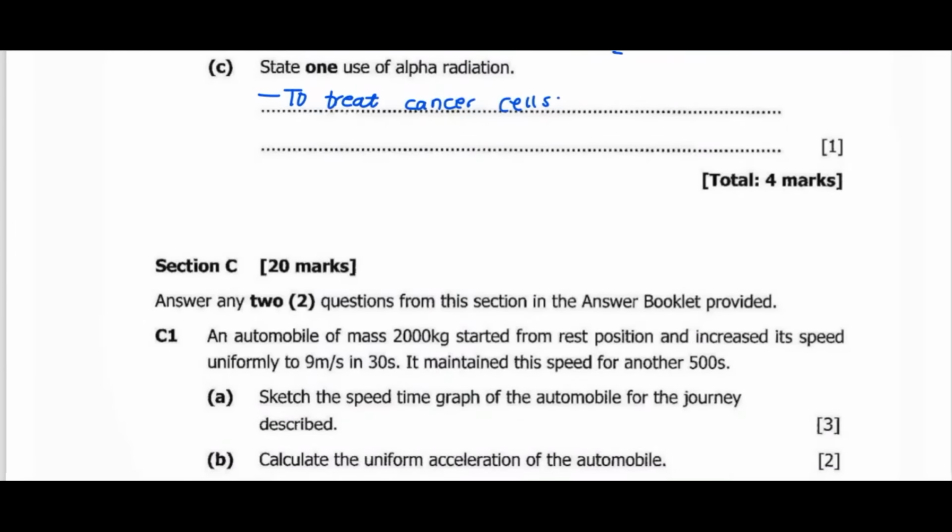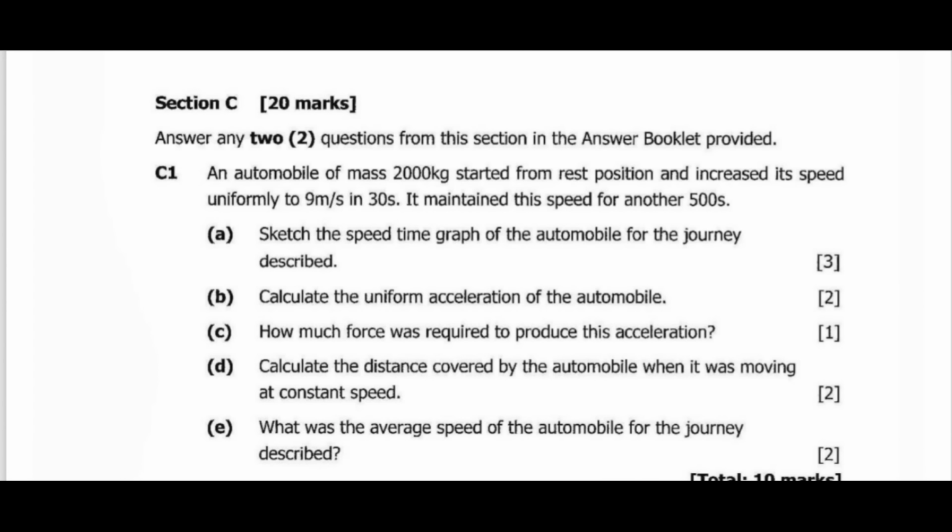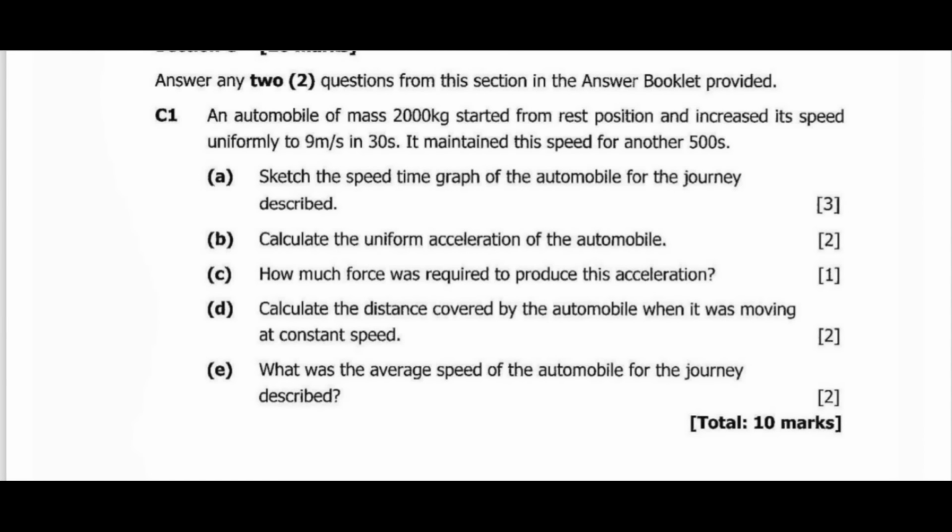Okay, so now let's see if we can share one or two from section C. Answer any two questions from this section. An automobile of mass 2000 kg started from rest and increased its speed uniformly to 9 meters per second in 30 seconds. It maintains this speed for another 500 seconds. Sketch the speed time graph of the automobile for the journey described. So here we just want to sketch.